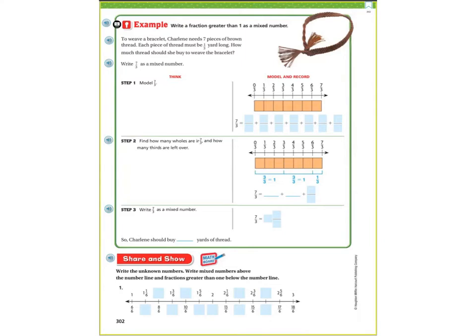To weave a bracelet, Charlene needs 7 pieces of brown thread, and each thread must be 1/3 of a yard long. How much thread should she buy to weave the bracelet? All right, that's pretty easy, right? We already have our answer. Each piece must be 1/3. So 1 piece equals 1/3 of a yard, okay? She needs 7 pieces. So what would that be? Well, that would be 7/3 of a yard.